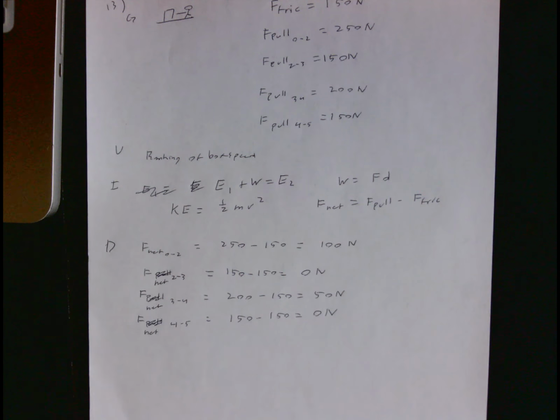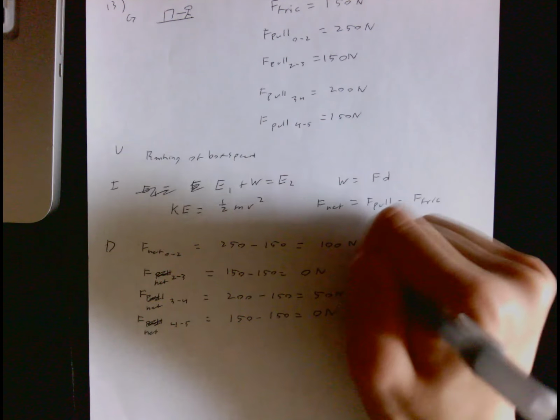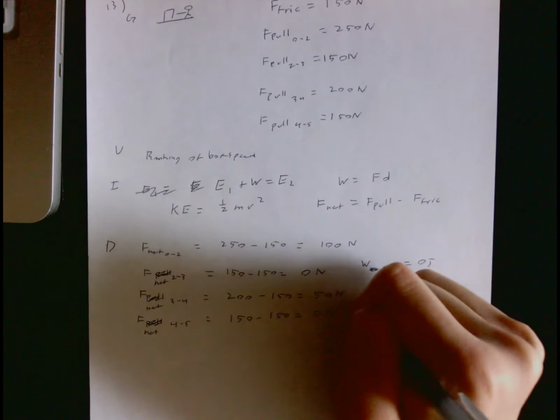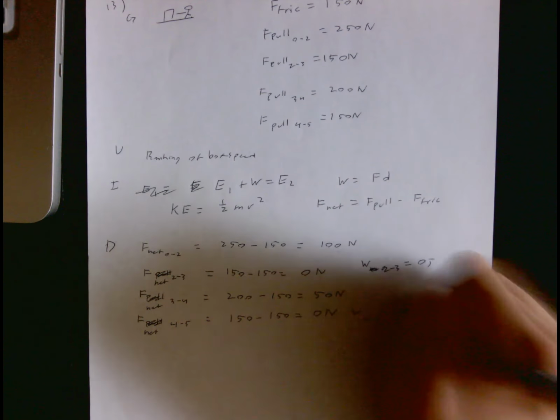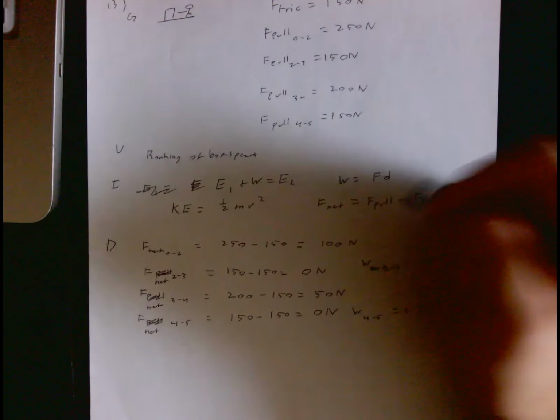Since in between 2 and 3 seconds and 4 and 5 seconds, the net force is 0, that means the work during this time is going to be 0 as well. And since the net force between 0 and 2 seconds and between 3 and 4 seconds has a positive value, the work done is going to be some positive value.